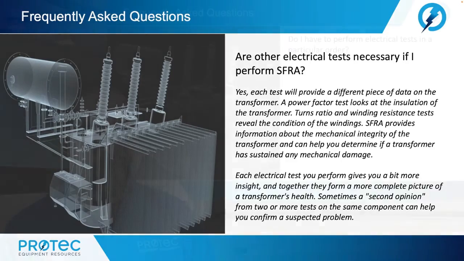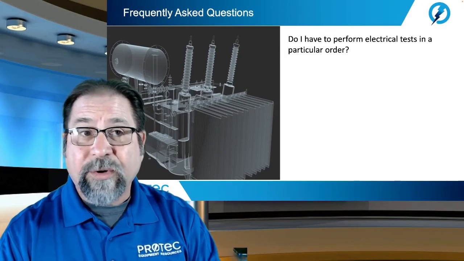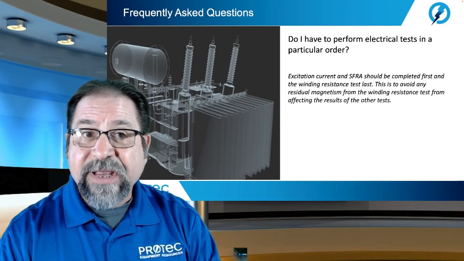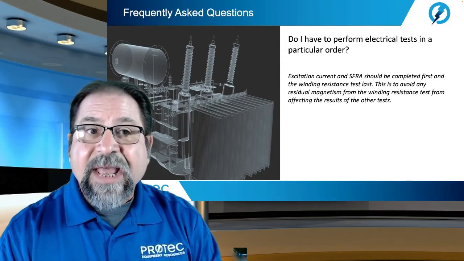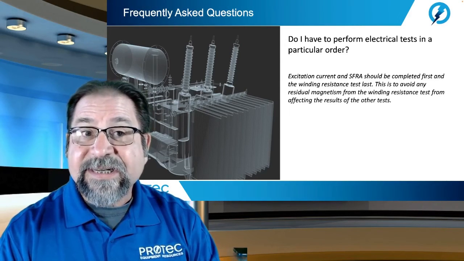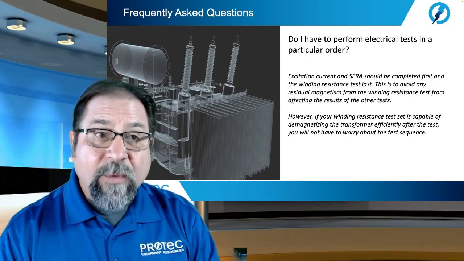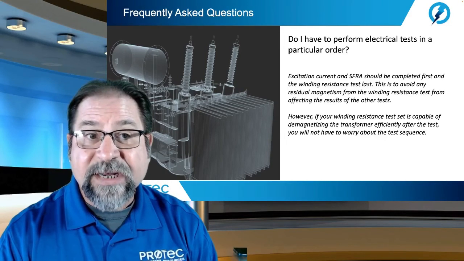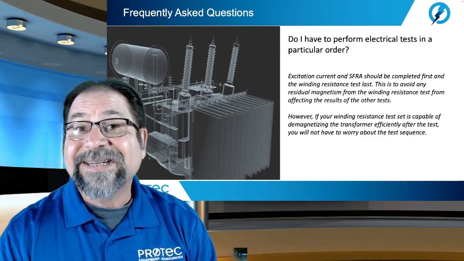Do I have to perform electrical tests in a particular order? Excitation current and SFRA should be completed first and the winding resistance test last. This is to avoid any residual magnetism from the winding resistance test from affecting the results of the other tests. However, if your winding resistance test is capable of demagnetizing the transformer efficiently after the test, you will not have to worry about the test sequence.